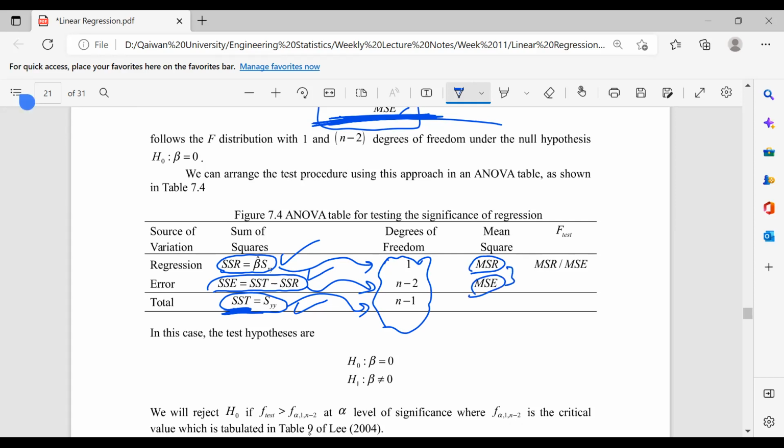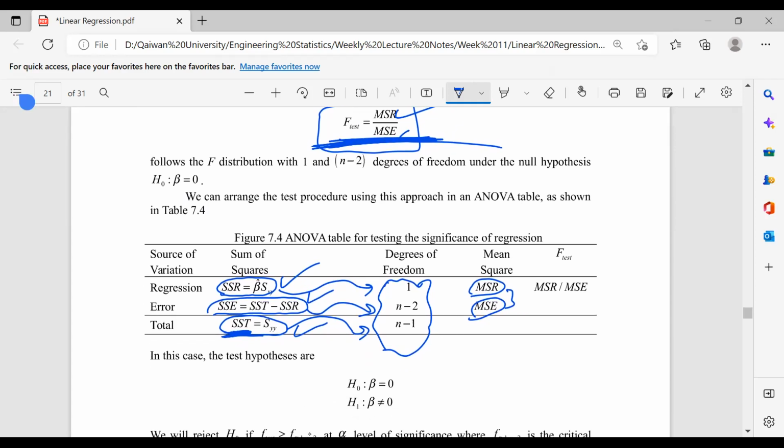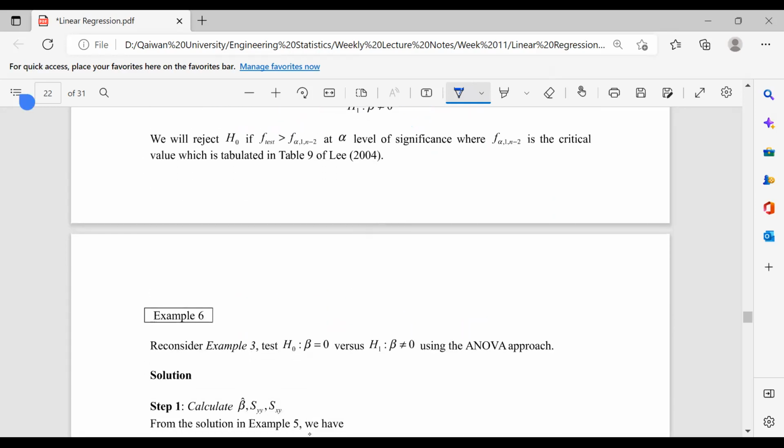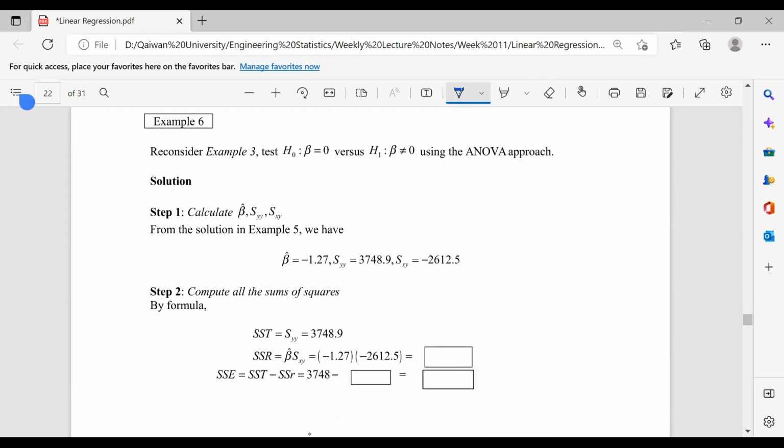MSR and MSE are the mean of squares. Then we divide MSR, I mean the above one, by the below one. We divide the above one by the below one to get the F-test. This is the F-test. Look at this example. It's the same as the above one.